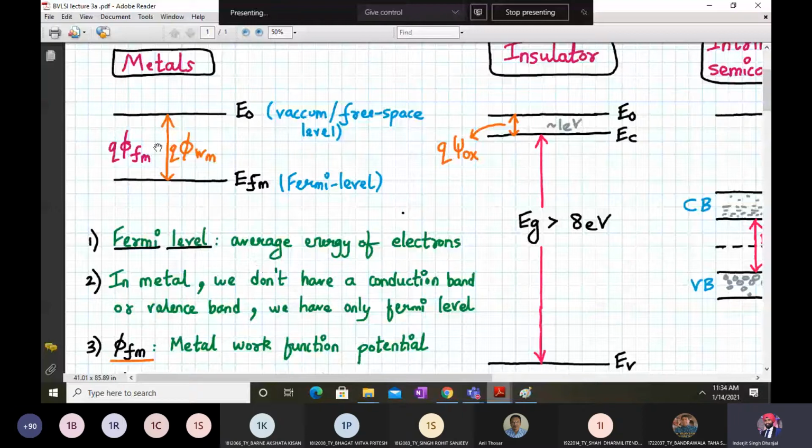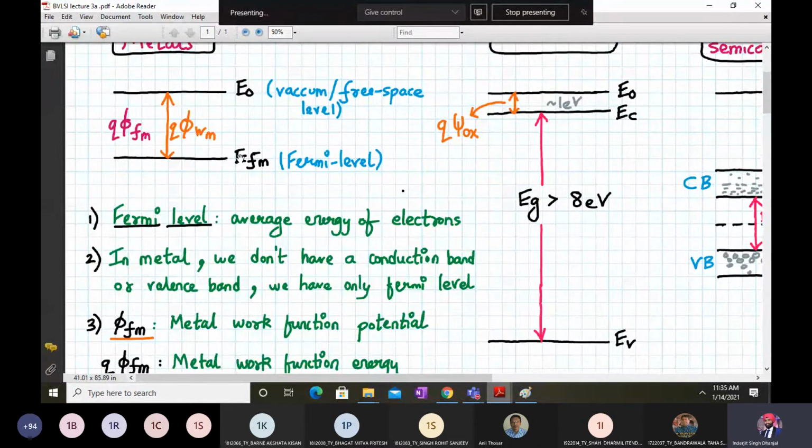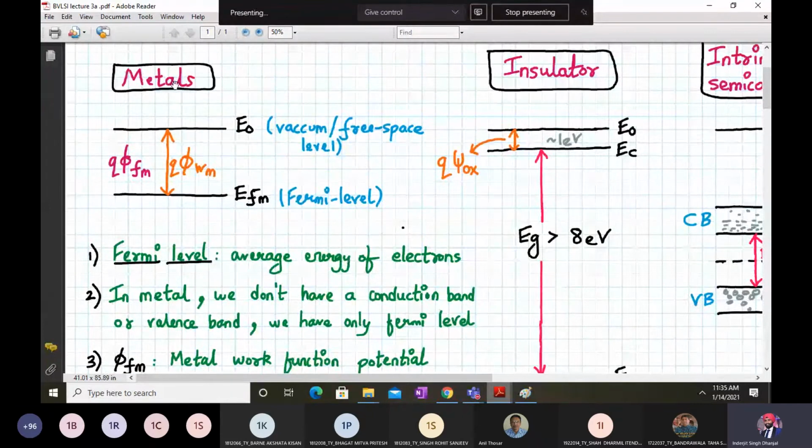Now this distance between E naught and EFM is called the work function difference for metal, or it is also called your electron affinity. So we have over here this distance q into phi fm. What is that? q into phi fm is the metal work function energy, whereas phi fm is the metal work function potential. So what is this q into phi fm? It is the minimum energy required to move an electron from Fermi level to free space or vacuum level. Okay, so this is the energy band diagram for a metal.